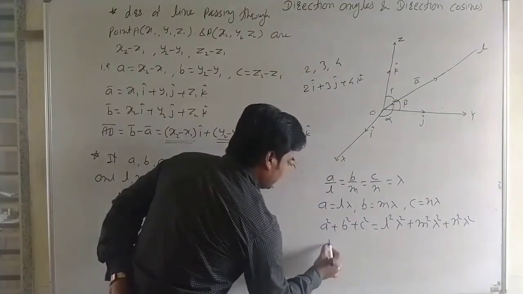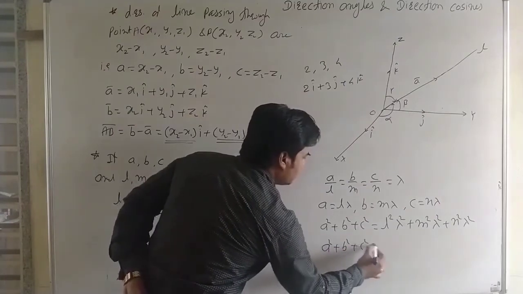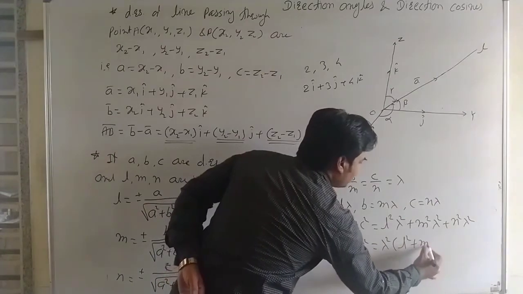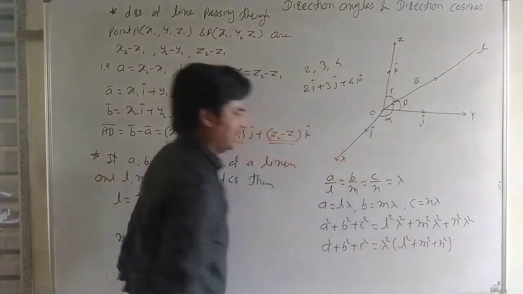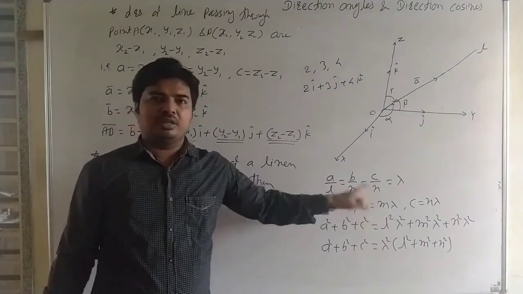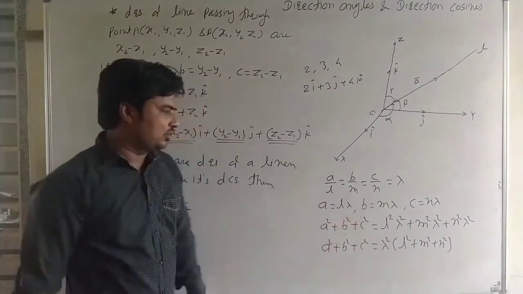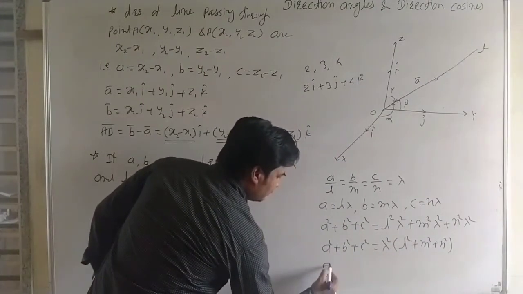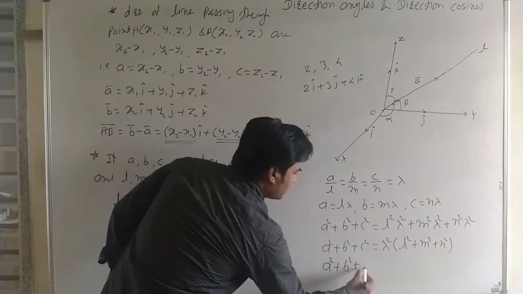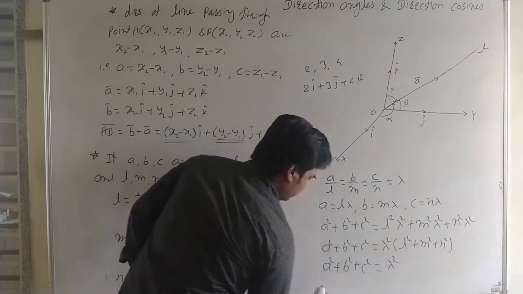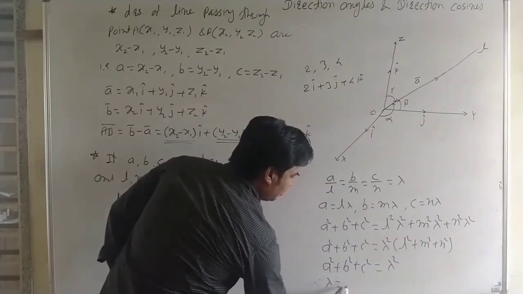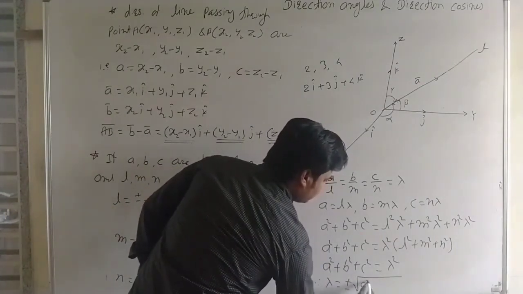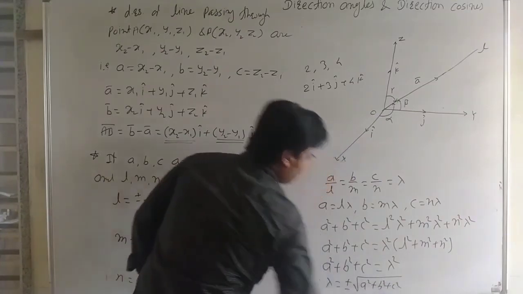Now here a square plus b square plus c square is equal to, taking lambda square common, l square plus m square plus n square. We know that l, m, n are the direction cosines, therefore squaring and adding, it is 1. Therefore a square plus b square plus c square is equal to lambda square, and therefore lambda is equal to plus or minus under root a square plus b square plus c square. Okay, see carefully.